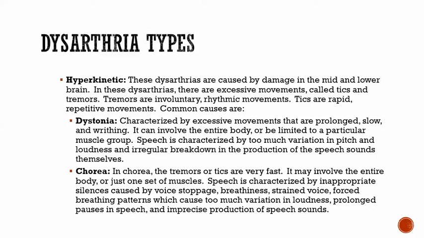And then the second cause of this type of dysarthria is chorea. In chorea, the tremors or tics are very fast, and once again, it may involve the entire body or just one set of muscles. Speech is characterized by inappropriate silences, and this is caused by stoppage of the voice. You're going to have breathiness in your voice or a strained voice. Breathing patterns are going to be forced, and once again, you're going to see too much variation in loudness, prolonged pauses, and those imprecise productions of speech sounds. And by imprecise, I mean that the sounds are going to be distorted. The movement pattern isn't necessarily going to hit the place that it's supposed to hit for each speech sound, but it's going to come relatively close.